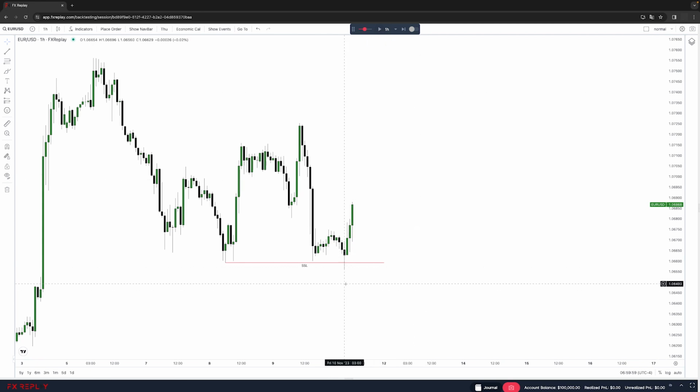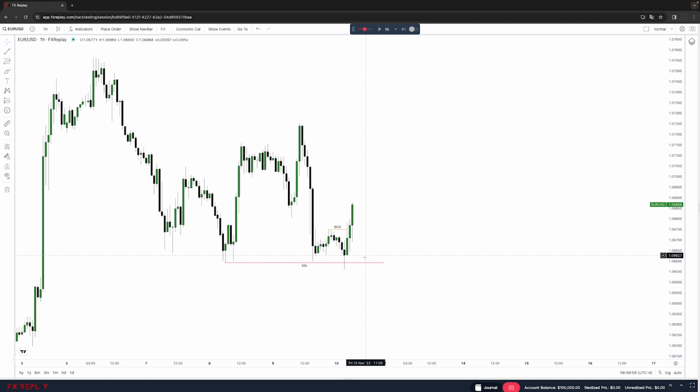So as you can see, price went below, closed back above the sell side liquidity price point. We have also gotten a break of structure right here. And since we have gotten a break of structure, we have now got a valid order block right here, consisting of these three down close candles. So now that we reach back for the order block, we can enter a trade.